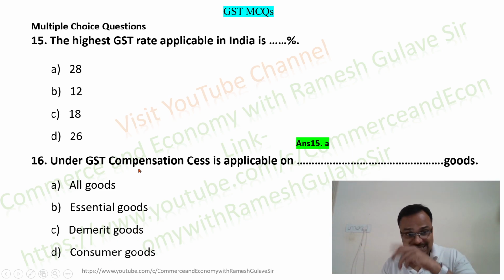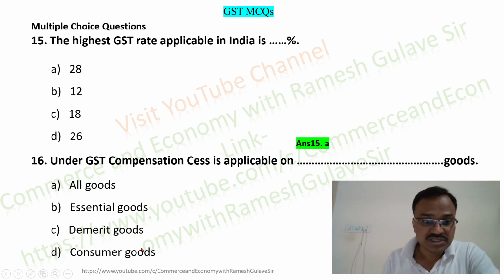See friends, this compensation cess is applicable on demerit goods, and demerit goods are those goods which are not good for human consumption, or which are hazardous or harmful to humans, like tobacco, alcohol, or luxurious goods. So those goods are considered as demerit goods, and on those demerit goods, the rate of GST is highest, that is 28%. And along with this 28% GST, compensation cess is also applicable.